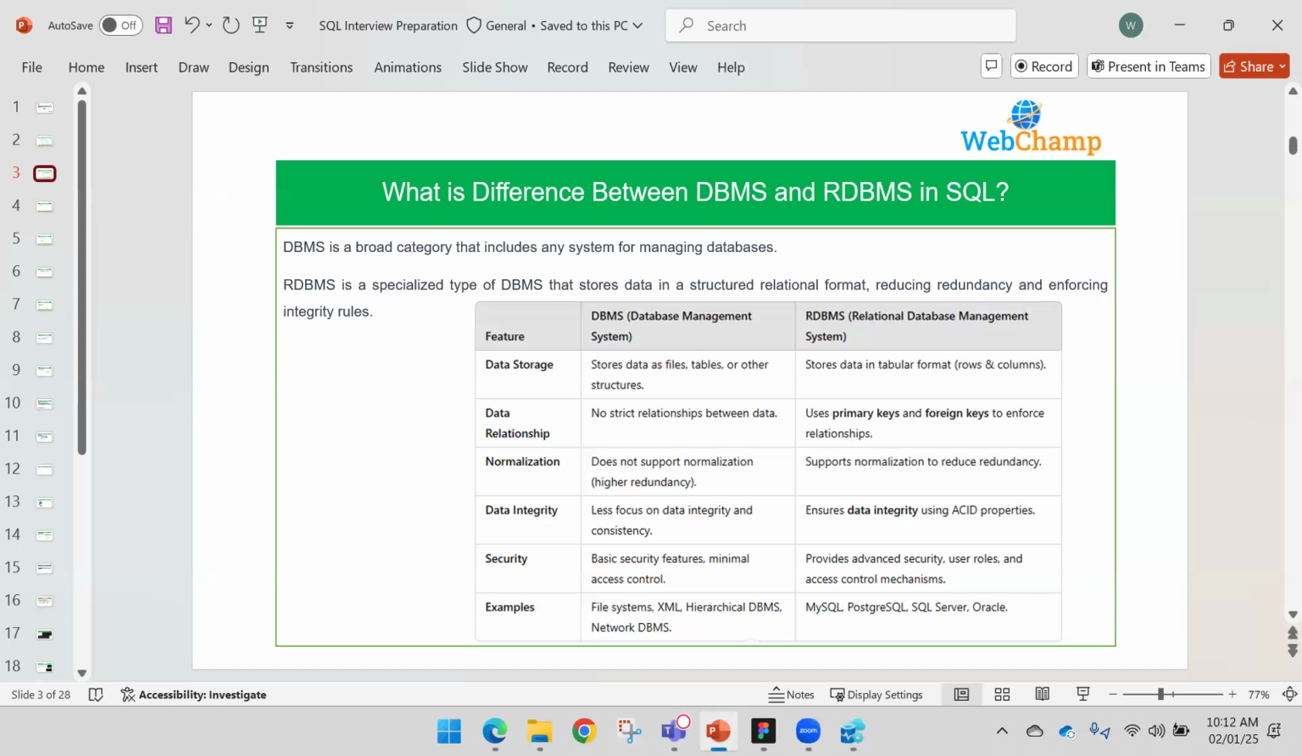So we can say RDBMS is the next version of database management system, which is used only for structured data. With RDBMS, you can use SQL. Meaning, if you are going to prepare for the SQL developer role, remember that you are going to use only relational database management systems. Then what are the systems that may be called RDBMS? MySQL database, SQL Server database, Oracle database, IBM DB2, PostgreSQL.